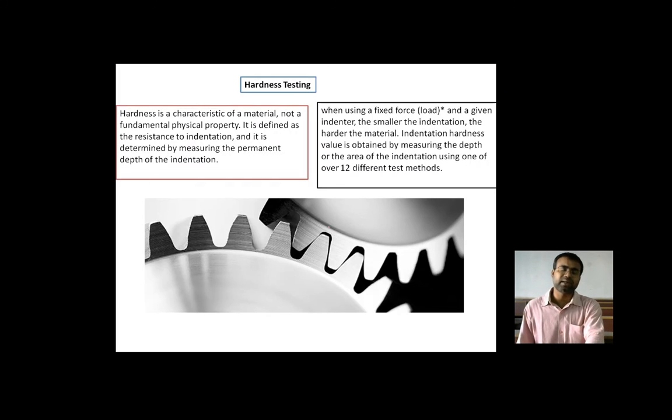Hardness is not only identified by indentation, it can also be defined by scratching of the material. That is how much that particular material surface resists scratches, and that is how this particular hardness is defined.